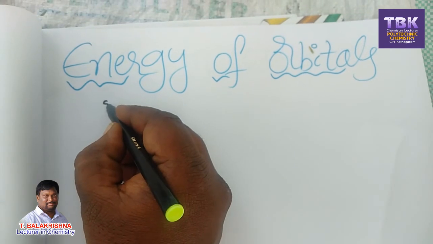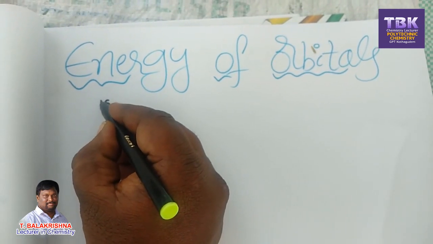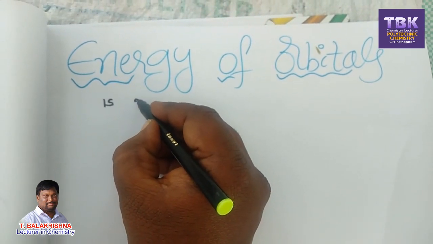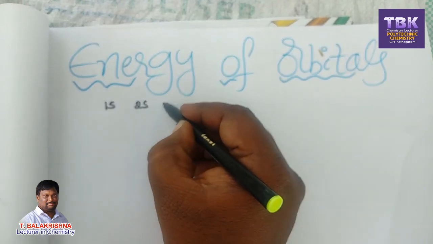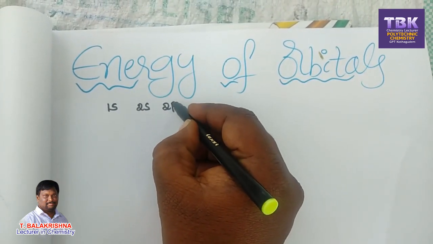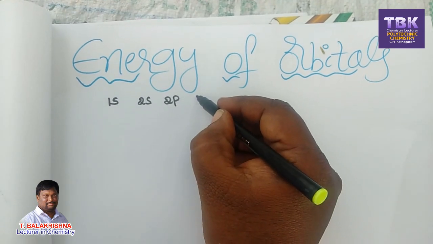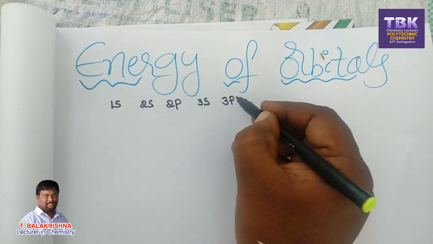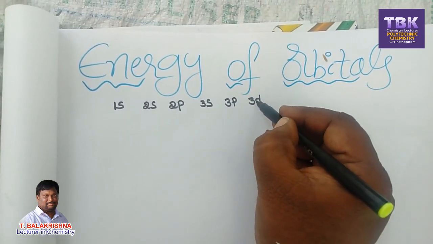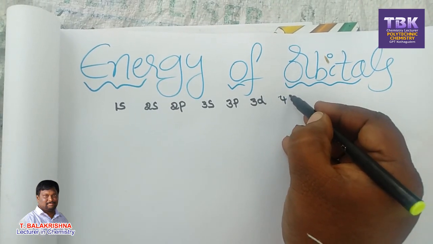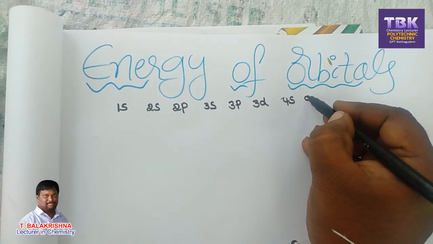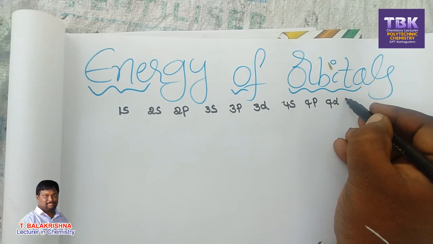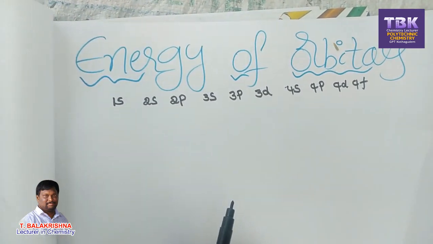The s orbital present in the first orbit is called 1s. The s orbital present in the second orbit is called 2s. The p orbital present in the second orbit is called 2p. The s orbital present in the third orbit is called 3s. The p orbital in the third orbit is called 3p. The d orbital in the third orbit is called 3d. The s orbital in the fourth orbit is called 4s, the p orbital is called 4p, and the d and f orbitals are 4d and 4f. We know these orbitals according to the quantum numbers.